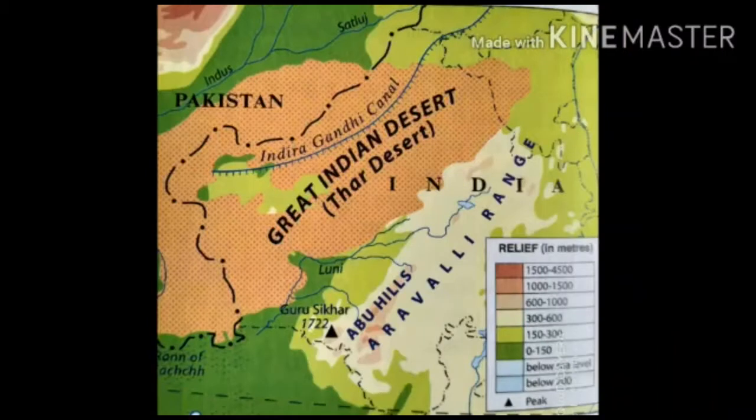The western desert of India is rocky and sandy and lies towards the west of the Aravalli Hills in Rajasthan and parts of Gujarat. This is the Great Indian Desert, also known as the Thar Desert. It covers a large part of West Rajasthan.